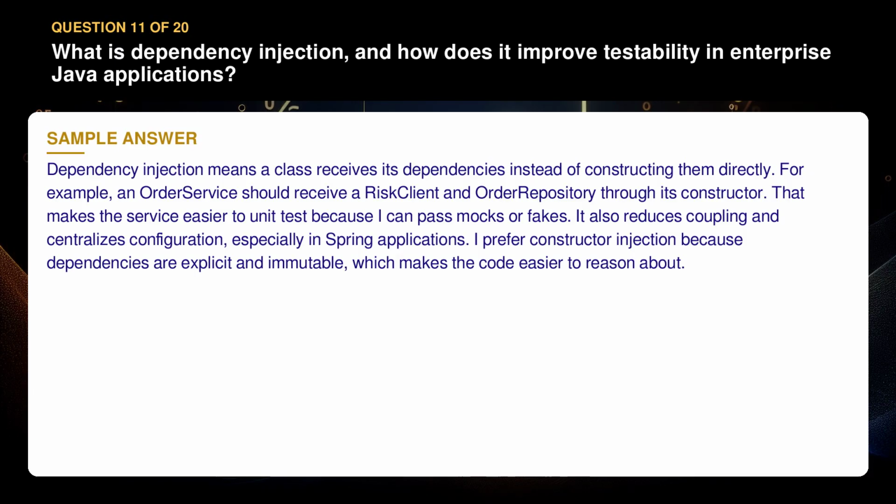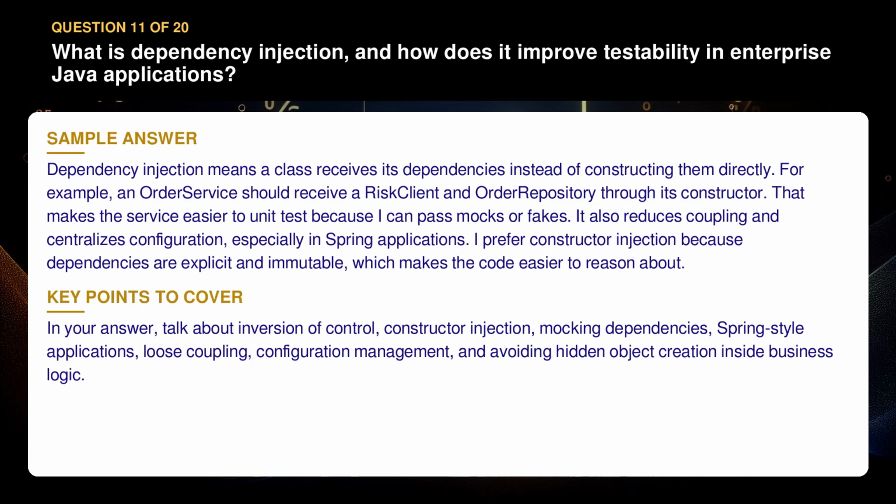Dependency injection means a class receives its dependencies instead of constructing them directly. For example, an order service should receive a risk client and order repository through its constructor. That makes the service easier to unit test because I can pass mocks or fakes. It also reduces coupling and centralizes configuration, especially in Spring applications. I prefer constructor injection because dependencies are explicit and immutable, which makes the code easier to reason about.